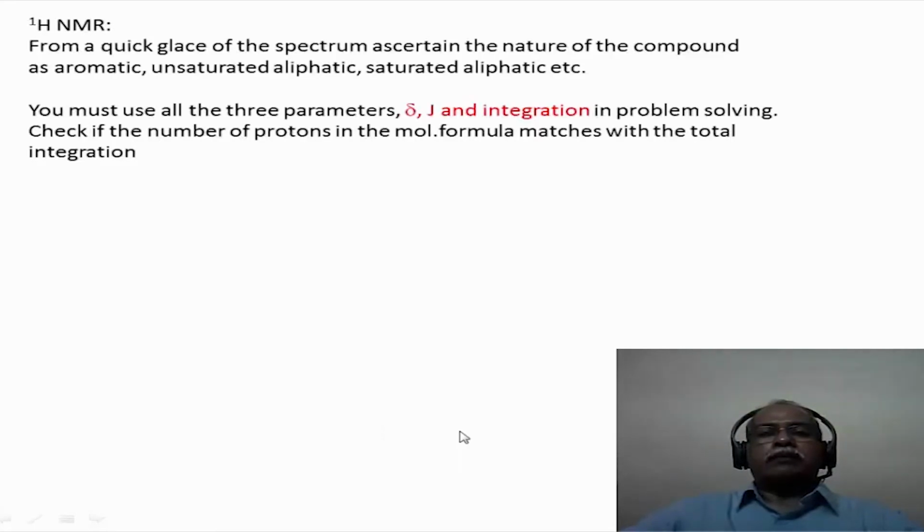Proton NMR spectrum probably gives the most valuable information about the structure of the compound. So from a quick glance at the spectrum, ascertain the nature of the compound to be either aromatic, unsaturated, or saturated aliphatic, because they have very characteristic regions. Between 7 to 8 ppm is aromatic, between 5 to 7 ppm is unsaturated aliphatic compound. Saturated compounds typically come between 1 ppm and 5 ppm or so, depending on how many substituents are present in the system.